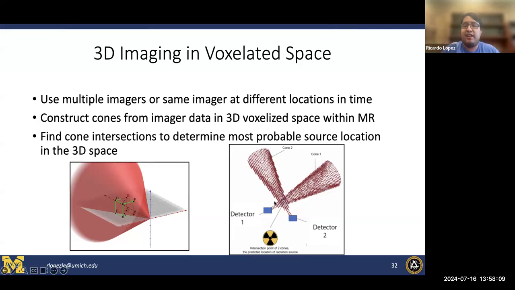This can be visualized with the figure on the bottom right, where we have two different cones, one coming from each detector, based on the data that I got from a radiation source placed right there. If everything is working as intended, these two cones in the voxelized space should intersect close to, if not at, the voxels near where the radiation source is present. As you get more and more cones or imageable events, you should ultimately see a cluster of voxels with very high intensity values, and that would correspond to your most likely source location.